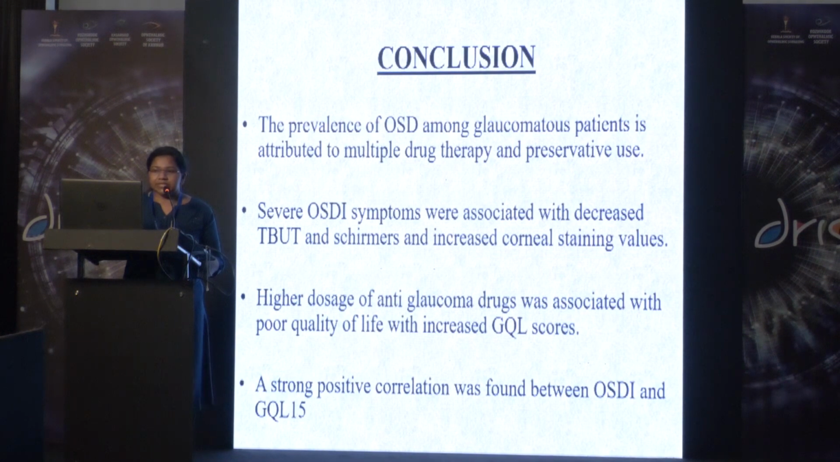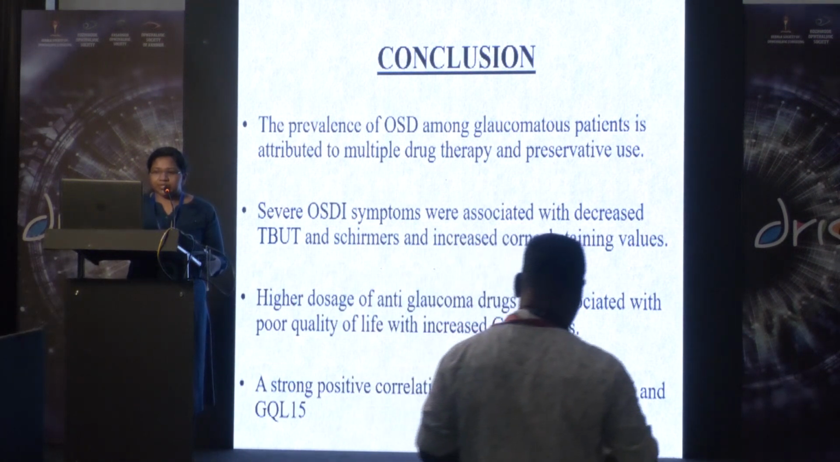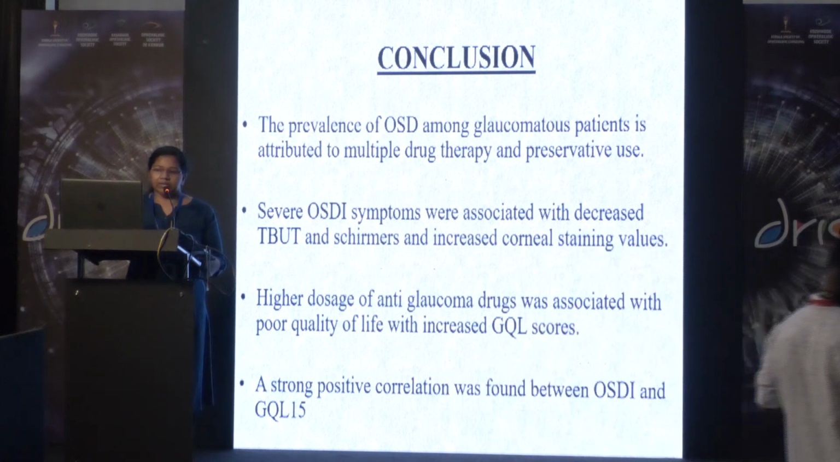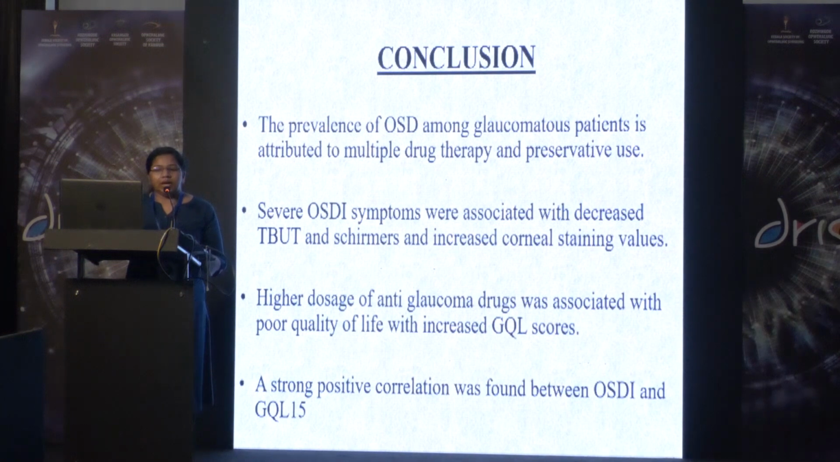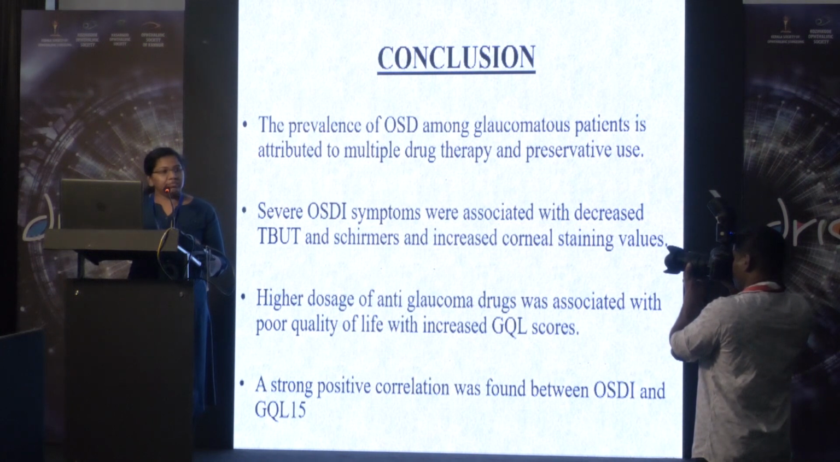Prevalence of ocular surface disease among glaucoma patients is attributed to multiple drug use and the preservatives. Severe OSDI symptoms were associated with decreased TBUT and Schirmer and increased corneal staining values. Higher dose of anti-glaucoma drug was associated with poorer quality of life with increased GQL score, and there was a strong positive correlation between OSDI and GQL15.